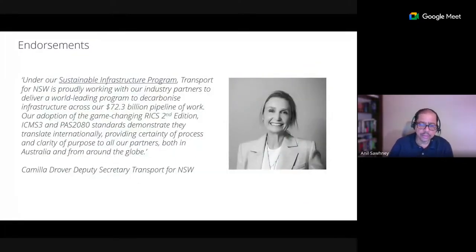Another example, the Transport for New South Wales in Australia has adopted the RICS Whole Life Carbon Assessment second edition, ICMS third edition, and PAS 2080 as a suite of carbon decarbonization standards for their $72.3 billion pipeline of work. So all three standards together are helping them improve the carbon performance of projects and assets.